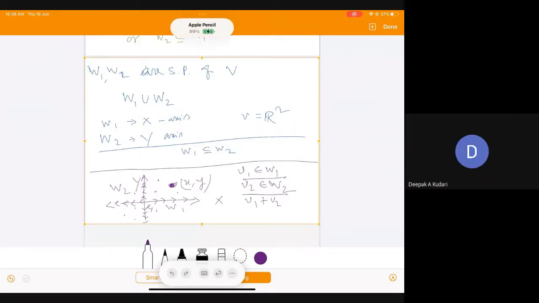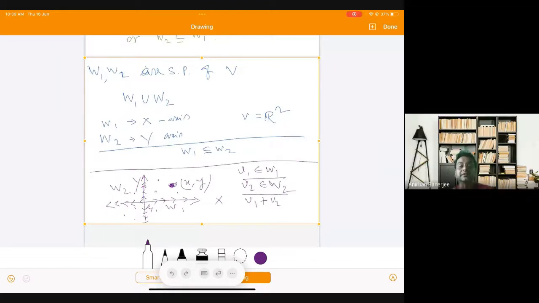Yes, sir, right. But it's not in the union, of course. It's not in the union because the union gives you only the vectors along the x-axis, plus direction or minus direction, and all the vectors along the y-axis.